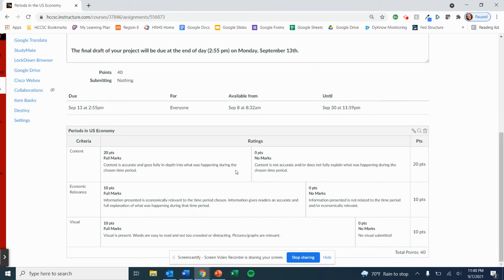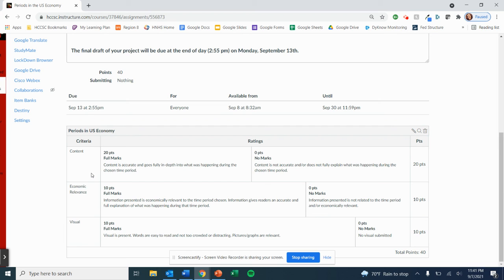If you scroll down, you'll see that there is a rubric here so you can see where the points fall. Three big areas here: content. I'm looking at the information that you're presenting. Is it accurate? Do you go in depth? Does it fully explain what was happening? Then the economic relevance. Like I said, it can be other things happening, but it should come back to the economy, and how the economy was affected and what changes happened, and that it's accurate and fully explained.